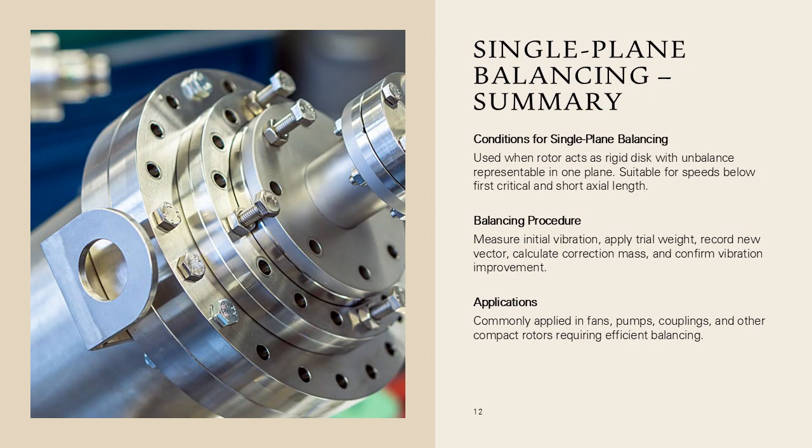This slide summarizes single-plane balancing, used when the rotor behaves as a rigid disk and its unbalance can be represented in a single plane. The slide describes the conditions under which single-plane balancing is appropriate: rotor speed below first critical, short axial length, and known operational behavior. It presents the approach: measure initial vibration, apply trial weight, record new vector, calculate correction mass, and confirm improvement. Single-plane balancing is widely used in fans, pumps, couplings, and other compact rotors.